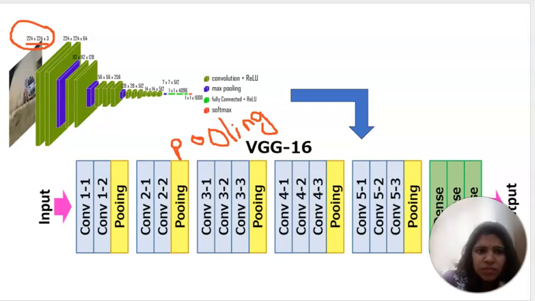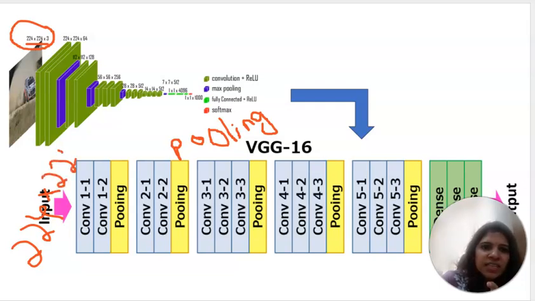After that, the input image will be 224 by 224. Okay. Then what is that 3? 3 is nothing but the RGB channels. RGB, 3 channels are there. That is 224, 224 by 3.